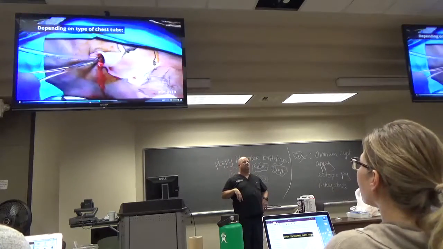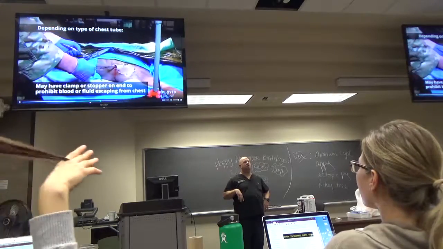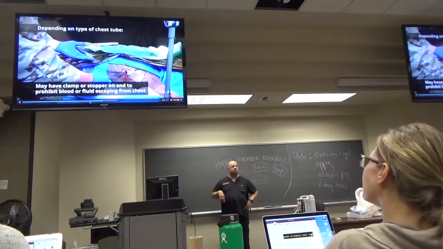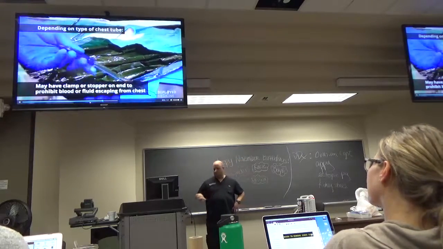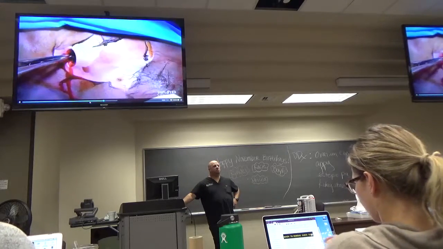Okay. Depending on what type of chest tube you have, you may have a clamp down here at the end that may be stopping any sort of fluid or blood from escaping from the chest. This chest tube itself does not require it. This blue device down here stops any sort of blood from escaping through the chest tube from the chest cavity.